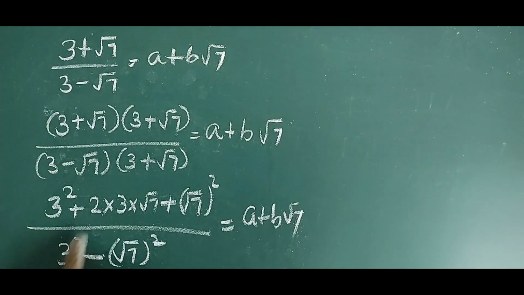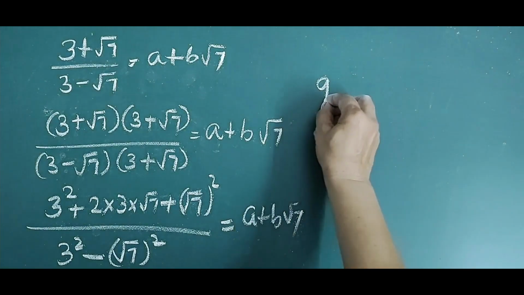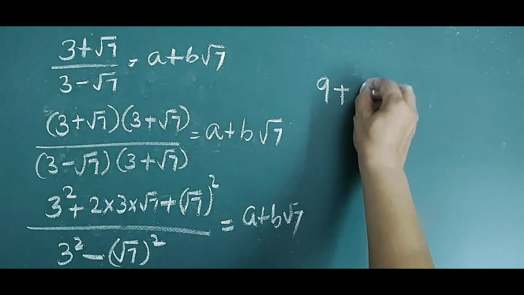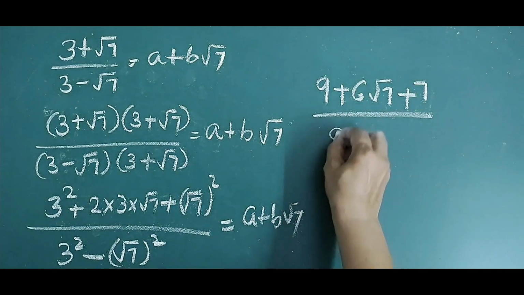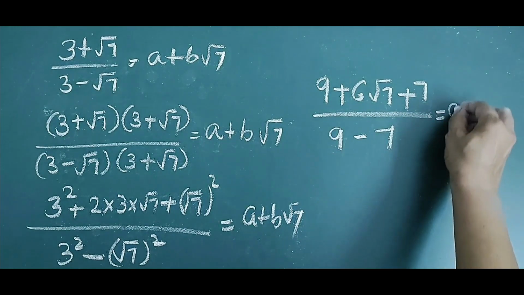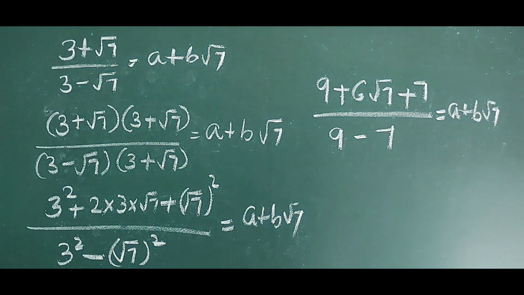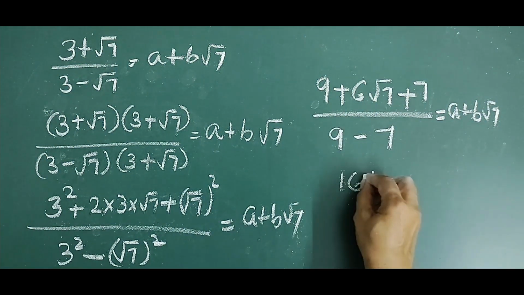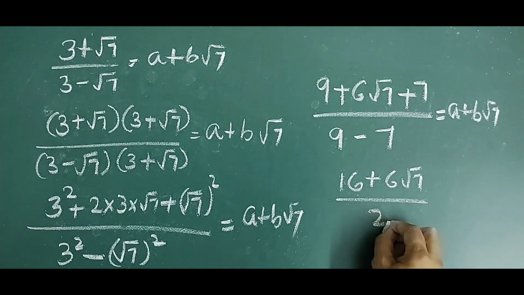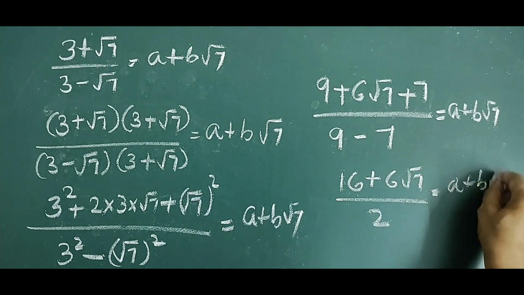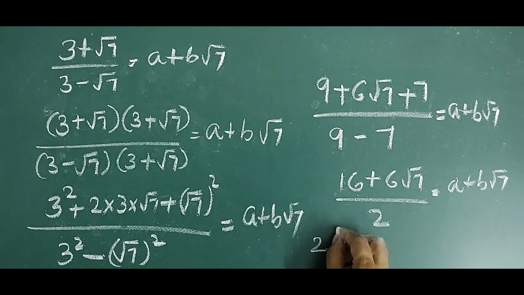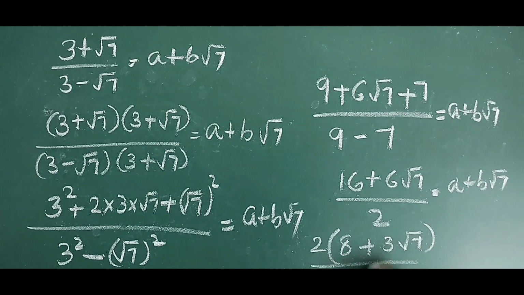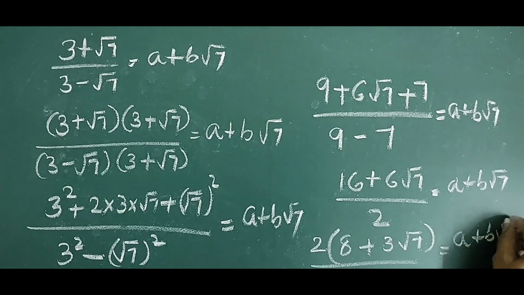Now we can solve this LHS part. 3 square, that is 9, plus 2 3s are 6 root 7 plus 7 upon 3 square, that is 9, minus 7 is equal to a plus b root 7. Now 9 plus 7, it is 16, plus 6 root 7 upon 2, that is equal to a plus b root 7. Now from these two terms we can take out 2 as common factor. Then 8 plus 3 root 7 upon 2, that is equal to a plus b root 7.